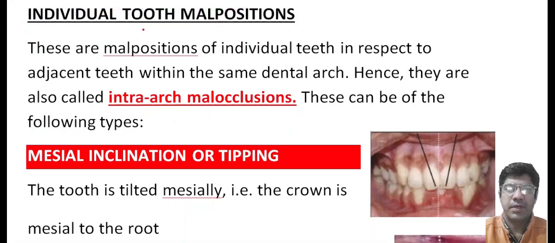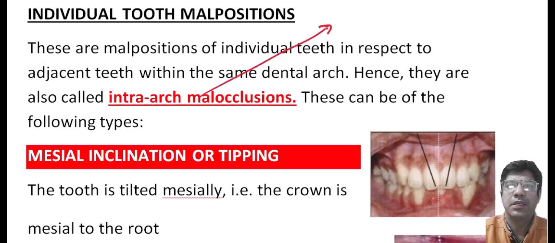So let us discuss the classification of malocclusion. The individual tooth malposition refers to the deviation or misalignment in the position of teeth concerning its neighboring teeth within the same dental arch. These malpositions are known as intra-arch. So these can be of the following types.